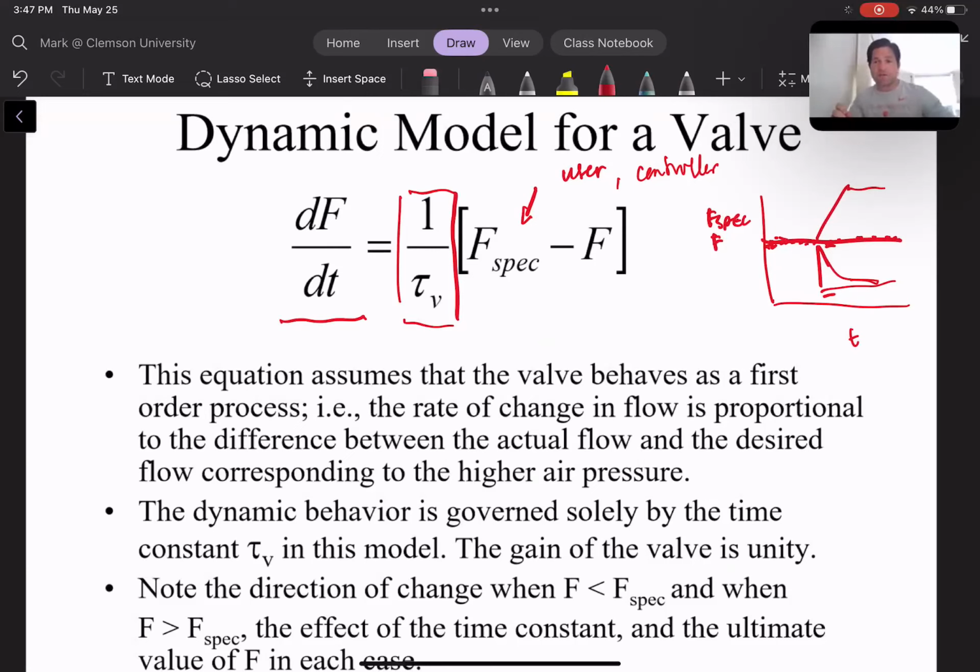Now, for a valve, the important thing also to note is that the overall process gain has to be unity, or has to be 1. What that means is that a change in the specified flow rate of 1 equates to a change in the flow rate of 1. Otherwise, the valve is not configured properly.